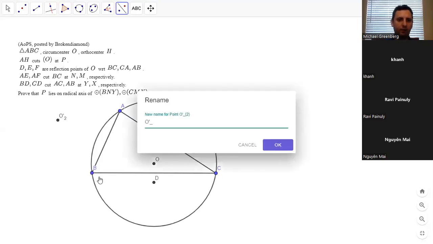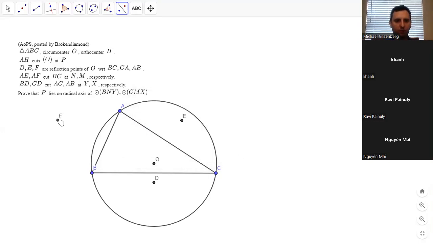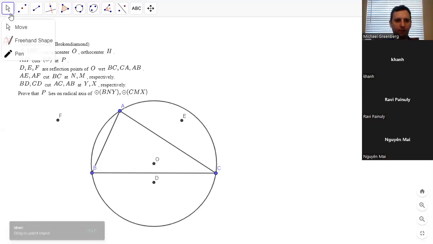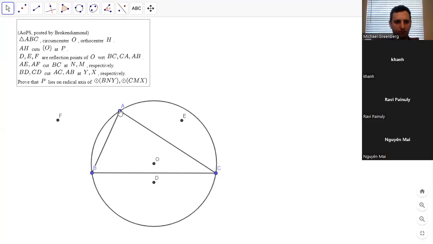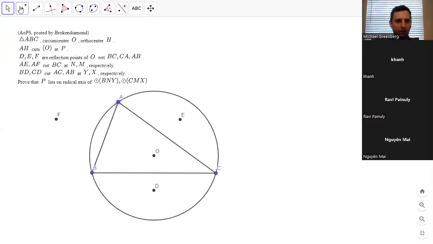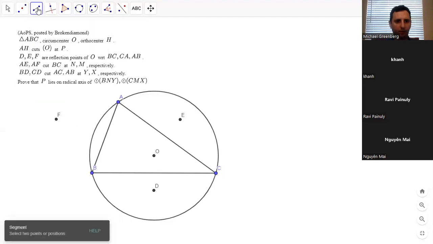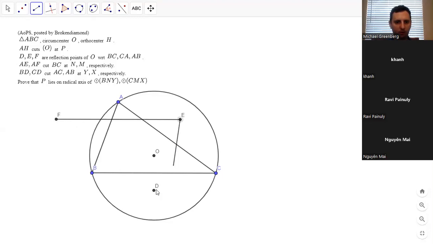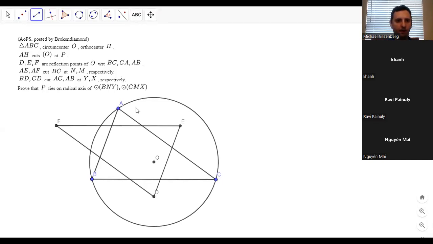So DEF is, I think, congruent to ABC. Yeah, because DEF should be congruent to ABC, I believe. So yeah, it starts to become clear if you draw the midpoints of AB, BC, and CA. Okay. And AE and AF. Oh, did we do this problem before? It looks very familiar. I think we might have.